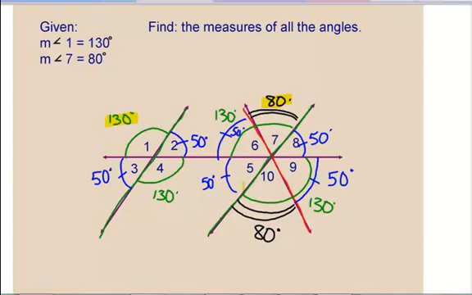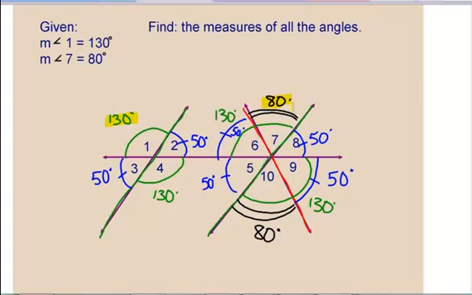Then if I move down here, I know that angle 5 corresponds with angle 3, so angle 5 is 50. And I know that angles 10 and 9 are going to correspond with angle 4. So 10 and 9 together are 130 degrees. And then obviously angle 9 is going to be 50 because 130 minus 80 gives me 50.